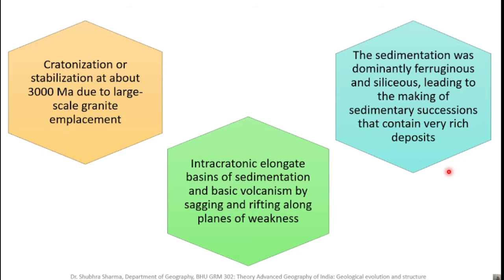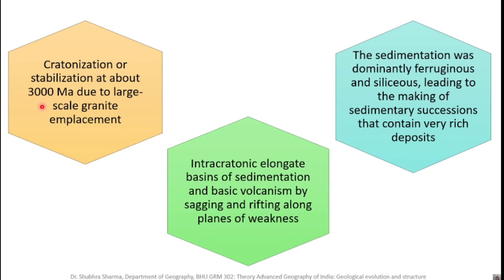Okay, so while all this activity was going on, you know that the Indian plate was still drifting towards the Eurasian plate, right? There were still events of magmatism or volcanism happening. That's how you have deposition of these Archean cratons in the first place. So when did this craton become stable? This became stable around 3 billion years ago, or 3000 million years ago.